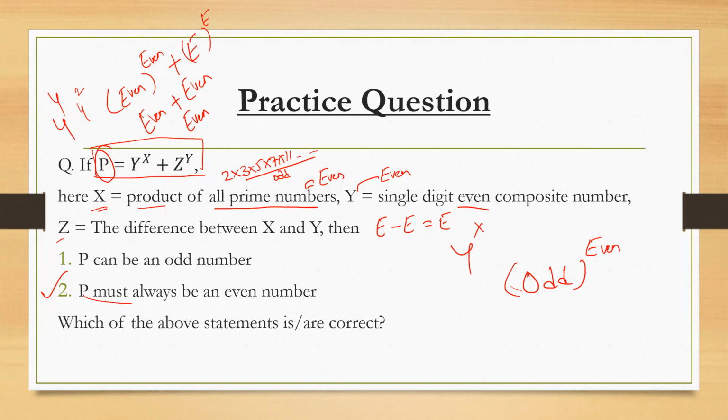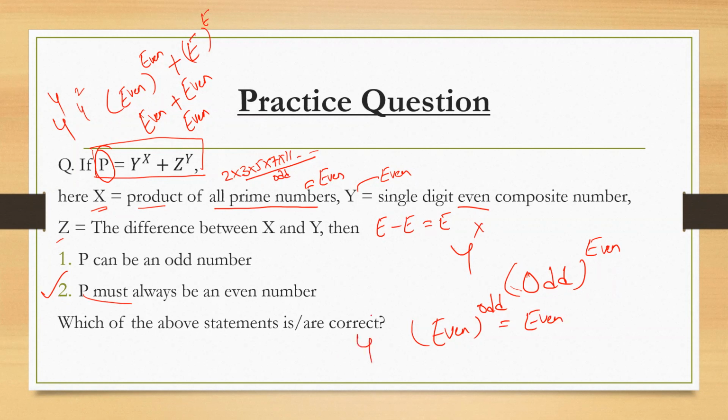Okay, odd to the power even. I hope this is very clear. Now, what if the expression is even to the power odd? That is, any even number to the power odd. Yes, it will still be even. So write this down somewhere.